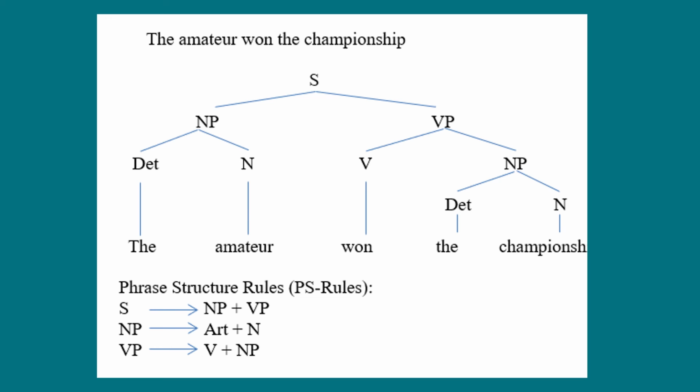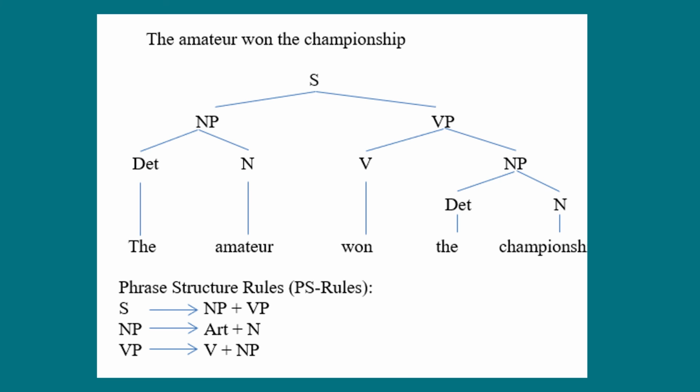You can divide the noun phrase into determiner and noun. And then the verb phrase can be divided into verb and noun phrase. And then at the last, you divide the noun phrase into determiner and noun. Determiner here is the, the noun is amateur, and then the verb is won, the, and championship. And then you write down the PS structure rules or PS rules here.